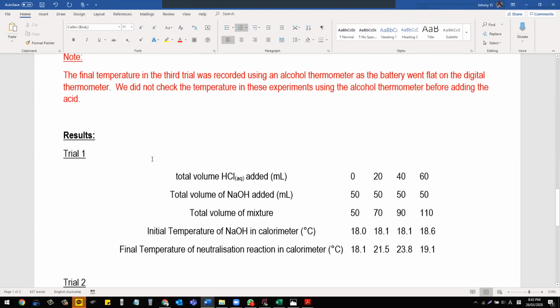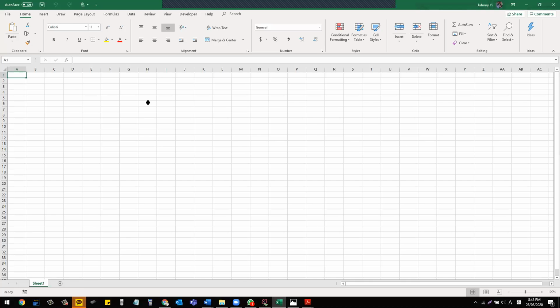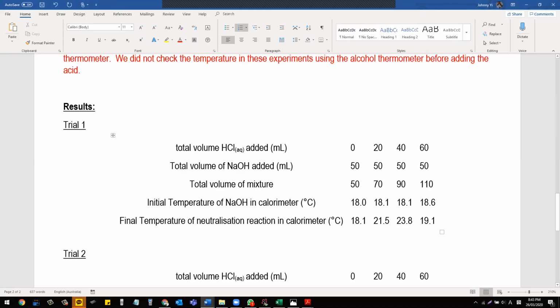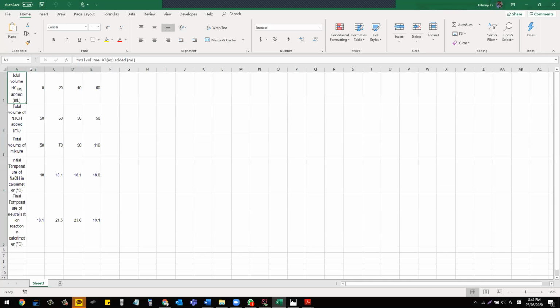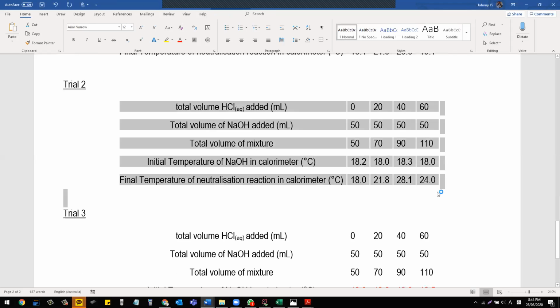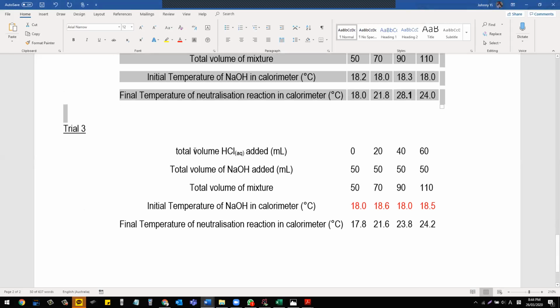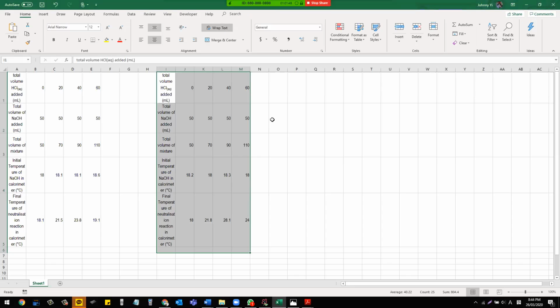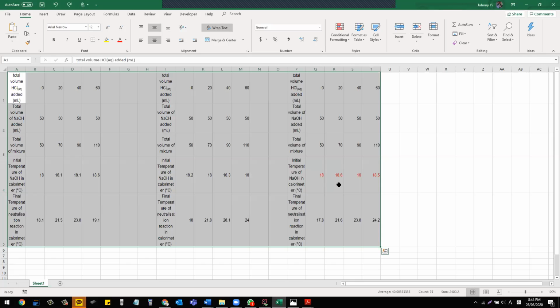So these are some of the sources of error. Now let's do some math to do some work on this stuff here. Okay, sure. So I'm gonna do some Excel work. Let me just copy that here. All right, so that's trial 1. That's trial 2. And that's trial 3.